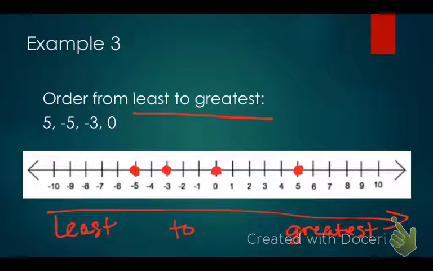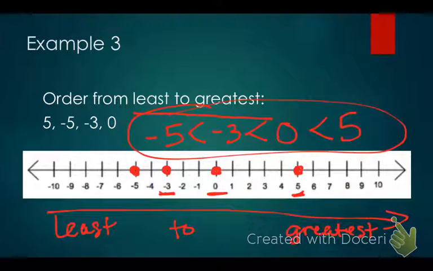Okay, so here we go. Negative 5, and we're going to use is less than. Okay, the next number, negative 3, which is less than. Next number, 0, which is less than our last number, 5. And there's my order, and this is how you need to write it. Okay? Pause the video if you need to, because I know I'm going really quick.